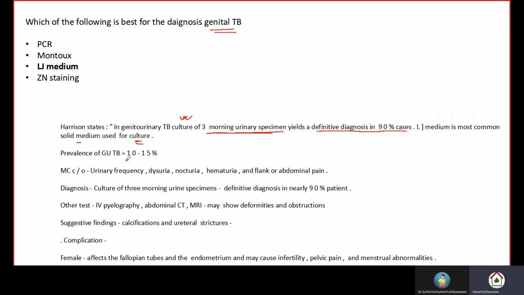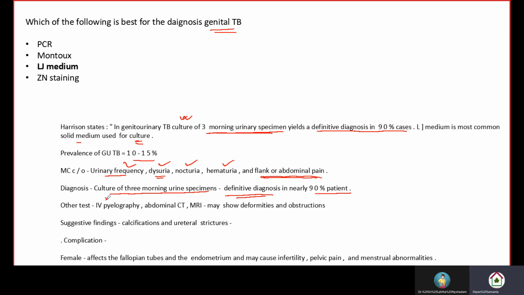The prevalence of genitourinary TB is 10 to 15%. Most common clinical features are urinary frequency, dysuria, nocturia, hematuria, flank or abdominal pain. For diagnosis, just now we discussed culture of three morning urine specimens, which is the definitive diagnosis in nearly 90% of patients.